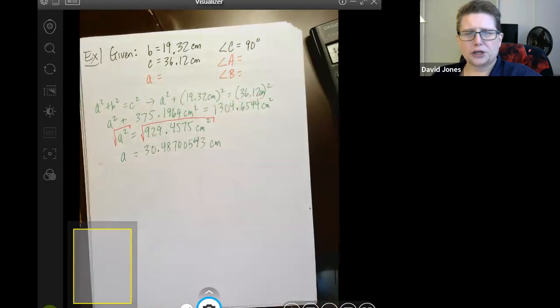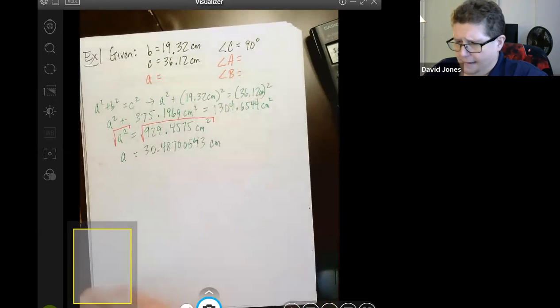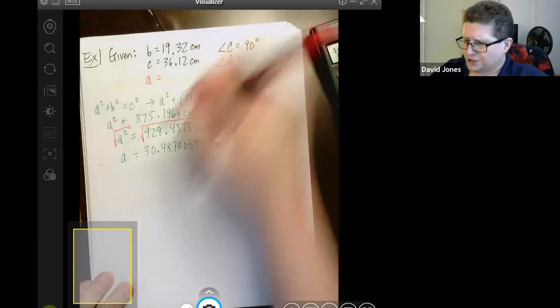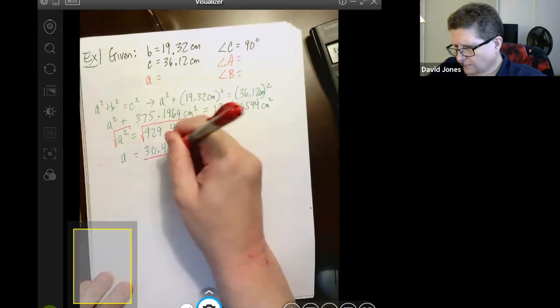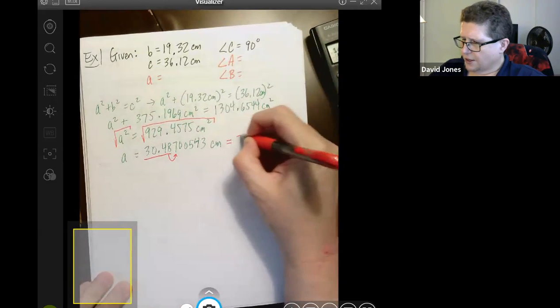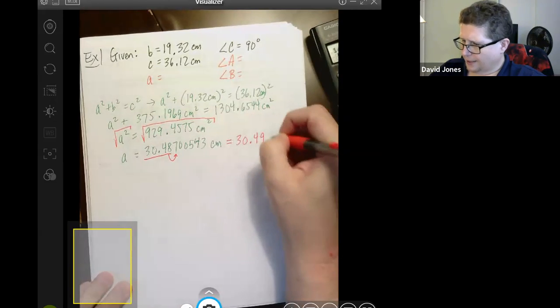It's good to put the units in there because if you have different units, it'll let you know right away. Like if we had centimeters and meters, they don't mix. We have to convert. So it's good to have them in there. And on our sides, we had 4 significant digits. That says round up. 30.49 centimeters.